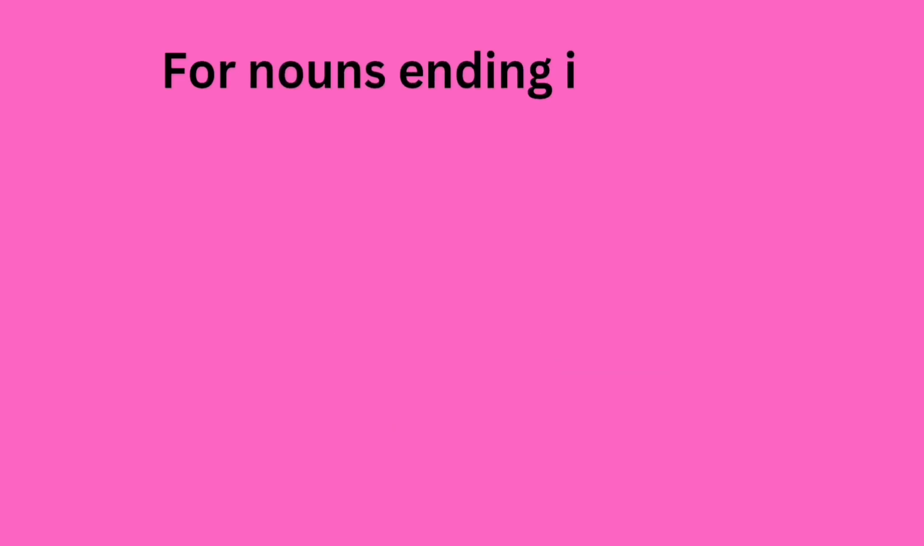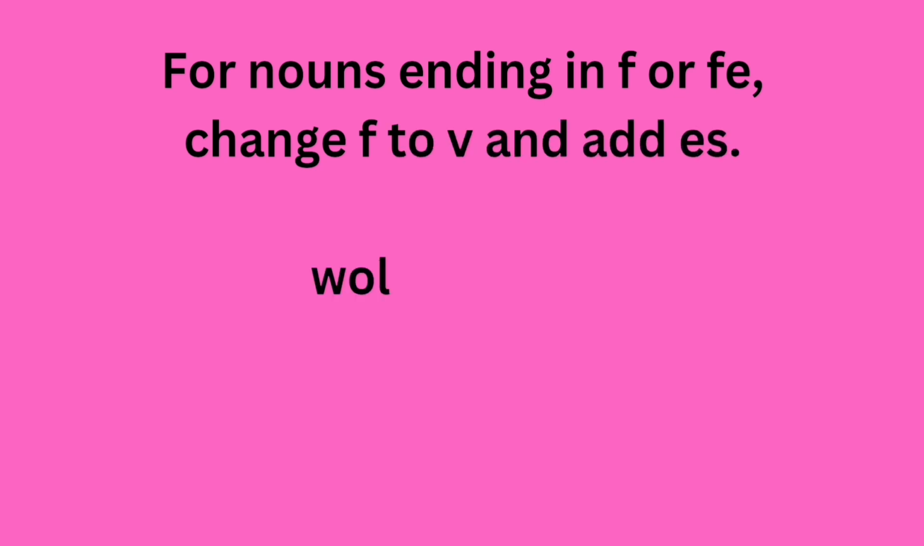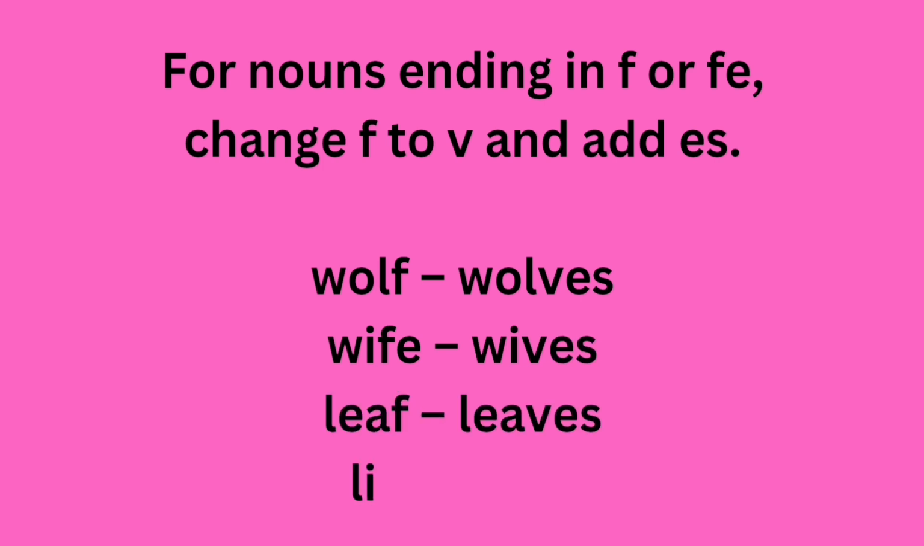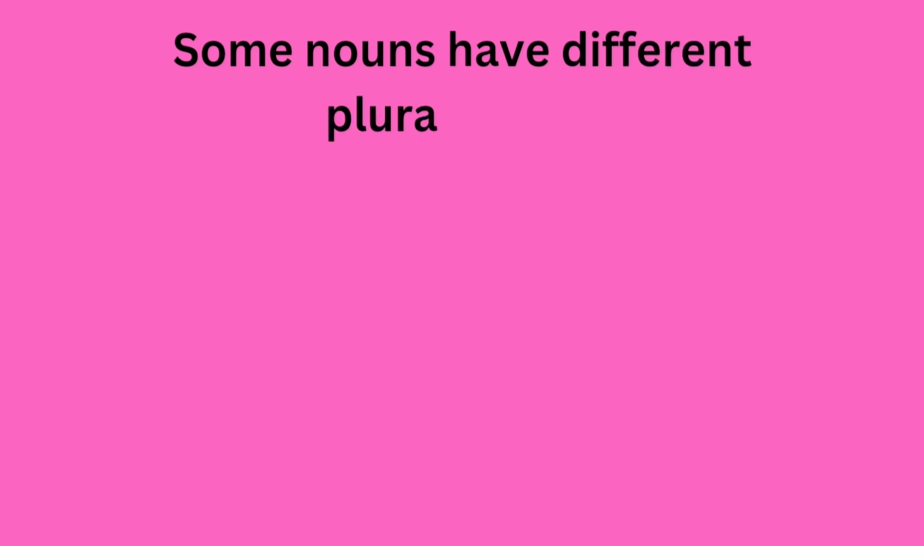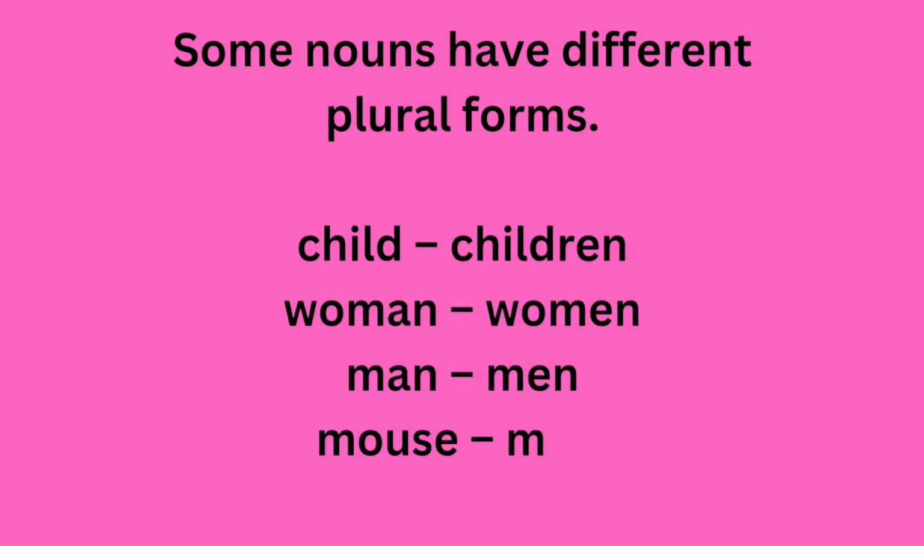For nouns ending in f or fe, change f to v and add es. Wolf, wolves, wife, wives, leaf, leaves, life, lives. Some nouns have different plural forms. Child, children, woman, women, man, men, mouse, mice, goose, geese.